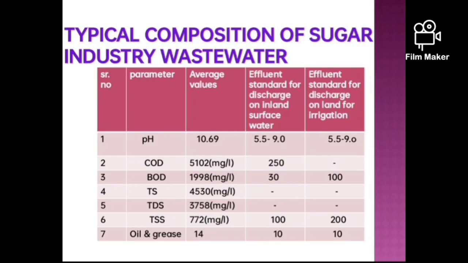There are 7 parameters. First one is pH. Second one is COD, that is chemical oxygen demand. Third one is BOD, that is biological oxygen demand.